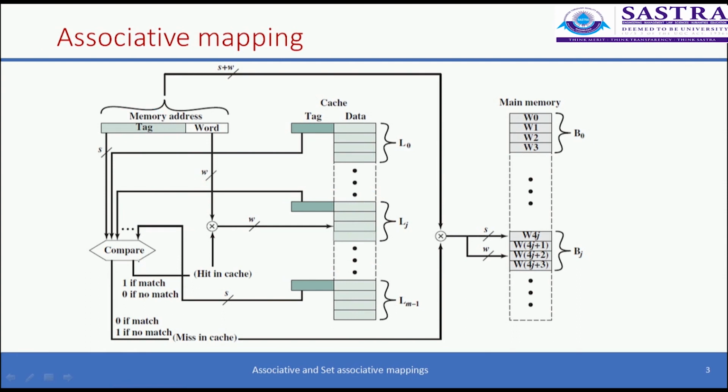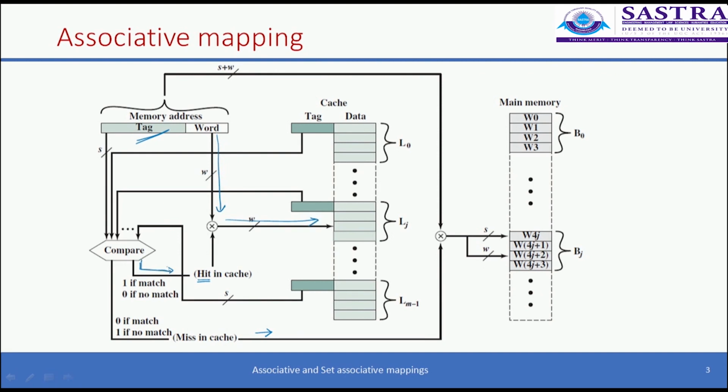After comparison, either it is going to access a memory from the cache or it is going to access the block from the main memory. When it accesses the cache, if there is a hit, meaning any one of the cache tags is equal to the memory tag, then there is a hit. At that time, the word field is used to find the appropriate word.